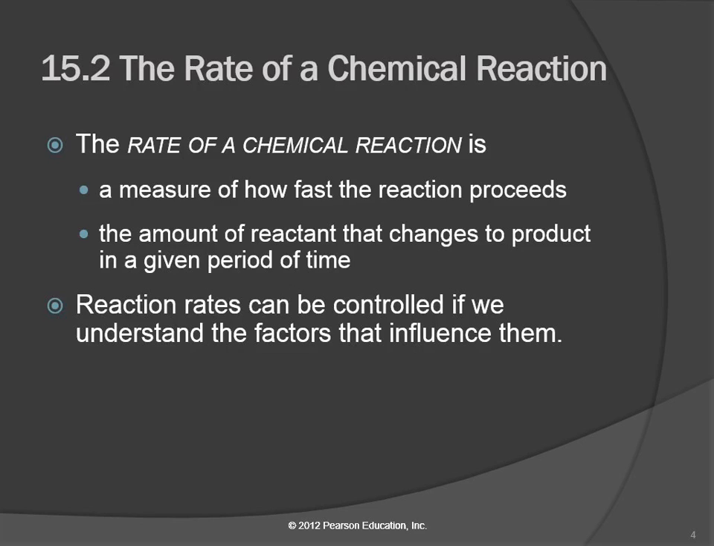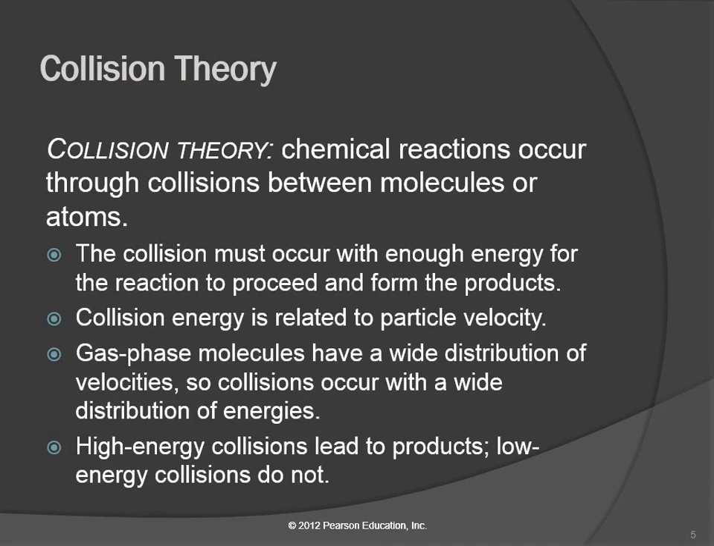Reaction rates can be controlled or altered if we understand the factors that influence them. And this is where this has practical application. So what's going on when things react? Collision theory helps us to understand. Collision theory says that a chemical reaction can occur when molecules or atoms collide with each other.